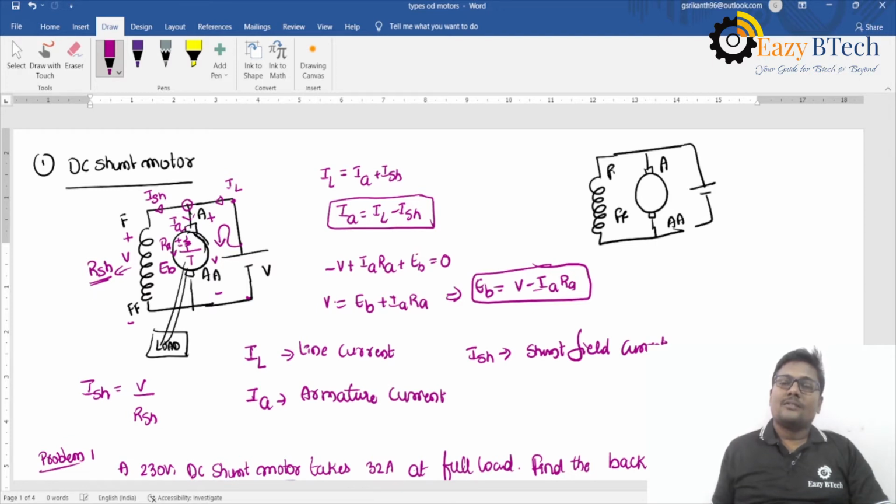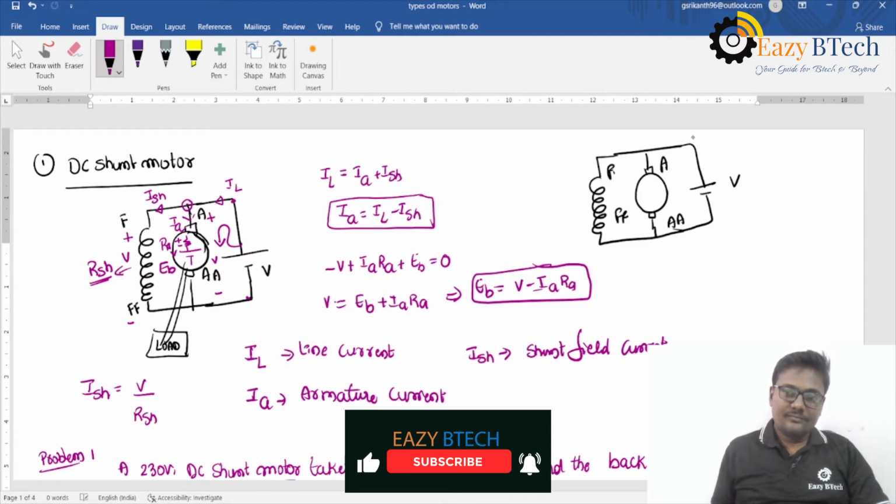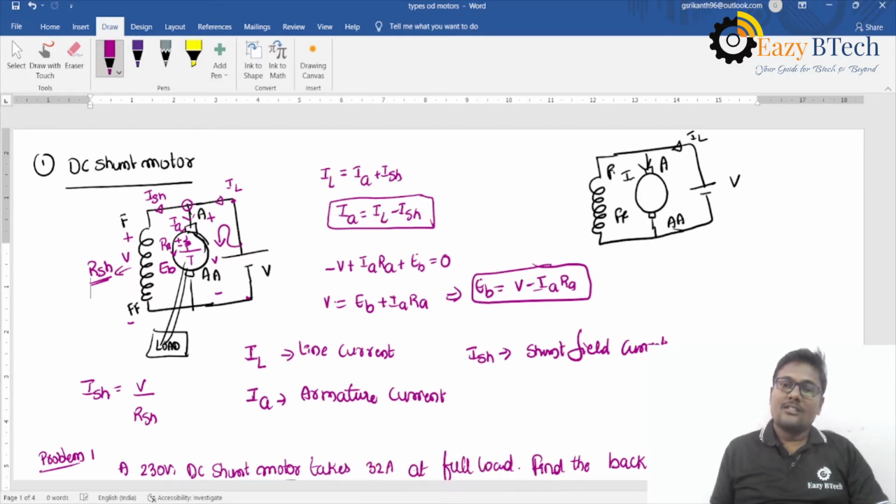Here I am giving the supply voltage. The current drawn from the supply is the line current. The current flowing through the armature is the armature current, and the current flowing through the shunt field winding is ISH. The shunt field winding resistance is RSH.